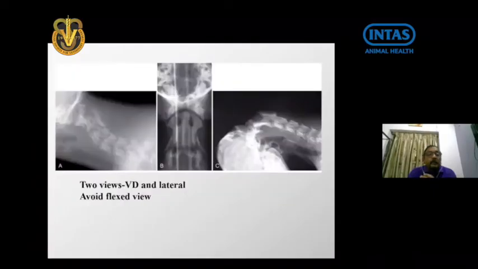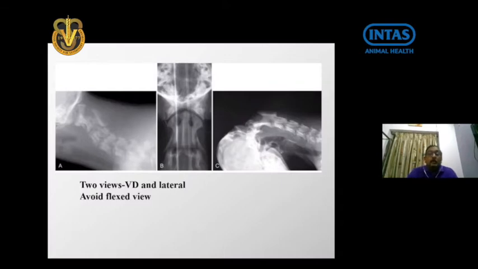Here is the atlanto-occipital luxation. Dogs come to you with quadriparesis and weakness. Okay. Now, how do you know that? X-rays. Okay. Avoid the C view. Okay. You don't flex the spine. You could cause a little bit of a brain herniation.